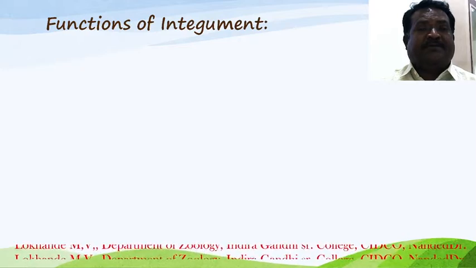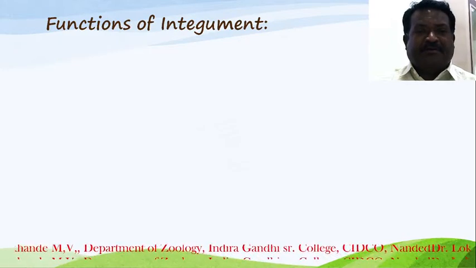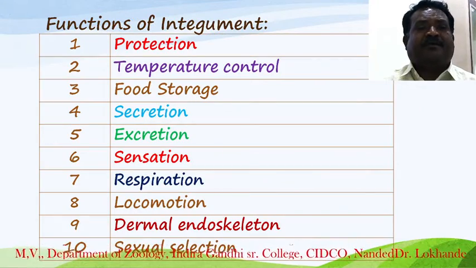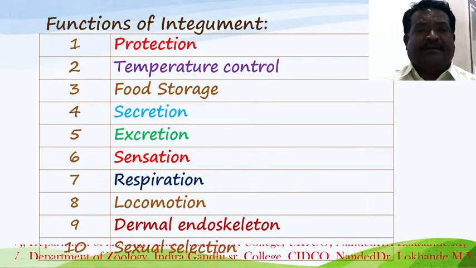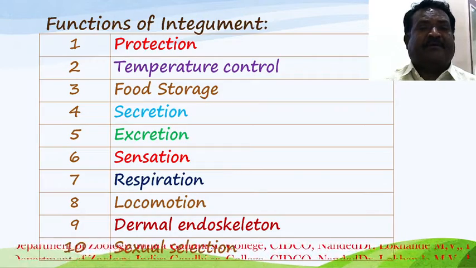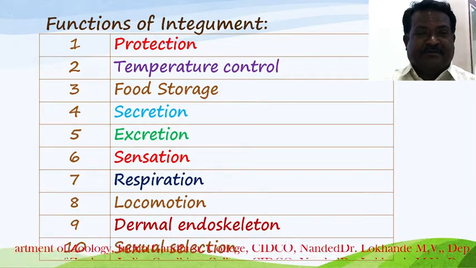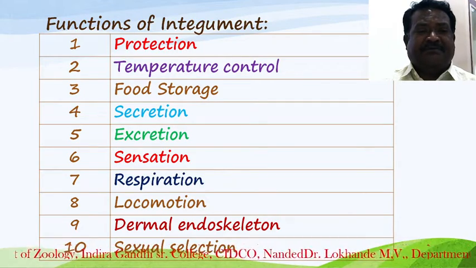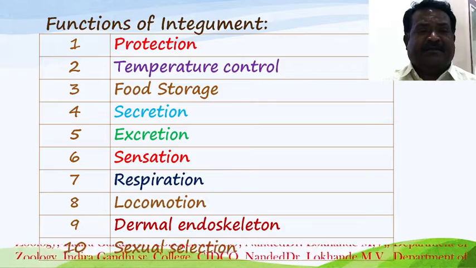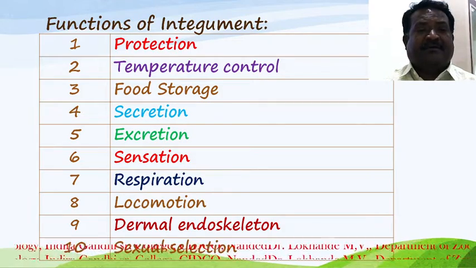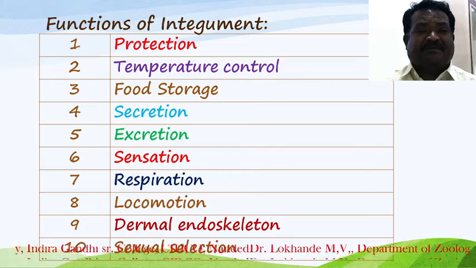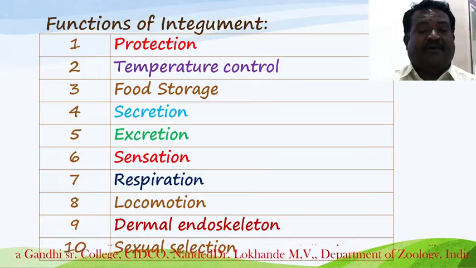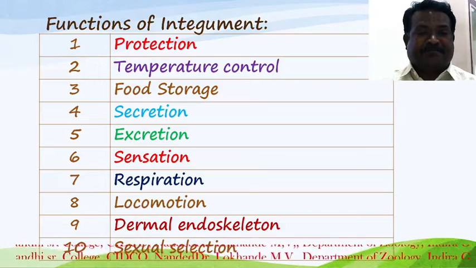Now, what is the function of the integument? Different types of functions are present in animals through the skin, or the integument. First of all, protection. The animal has to protect itself through the skin from different environmental hazards such as wind, waves, water, and temperature.